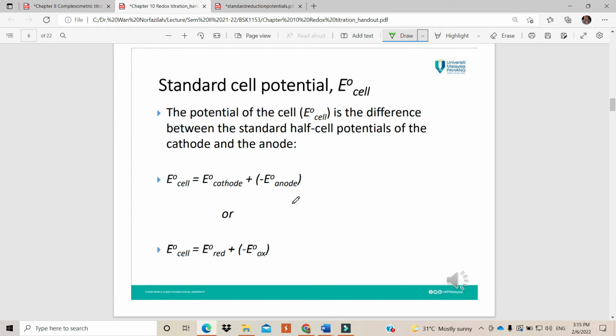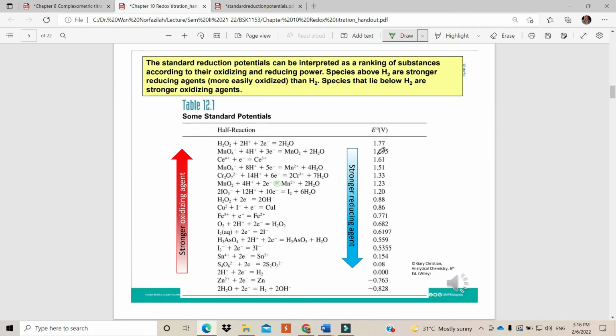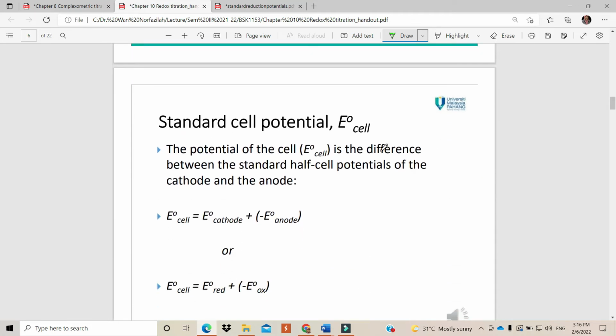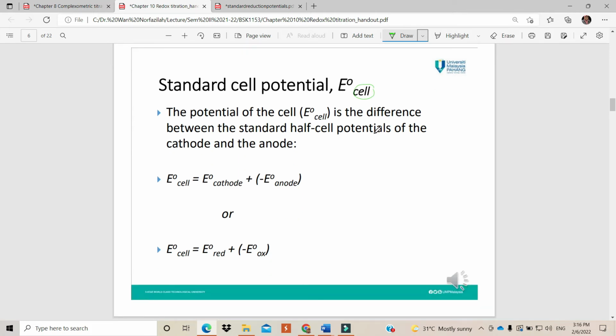In redox titration, you also need to calculate the standard cell potential, E naught cell. Okay, so the standard cell potential is different from the standard half cell potential. In the list given here is the half standard potential. Okay, and it is different from the standard cell potential. E naught cell, kalau kita tulis cell kat sini, dia untuk standard cell potential lah. Okay, if you are given E naught cathode and E naught anode, it is for half reaction that you can get from the list given.